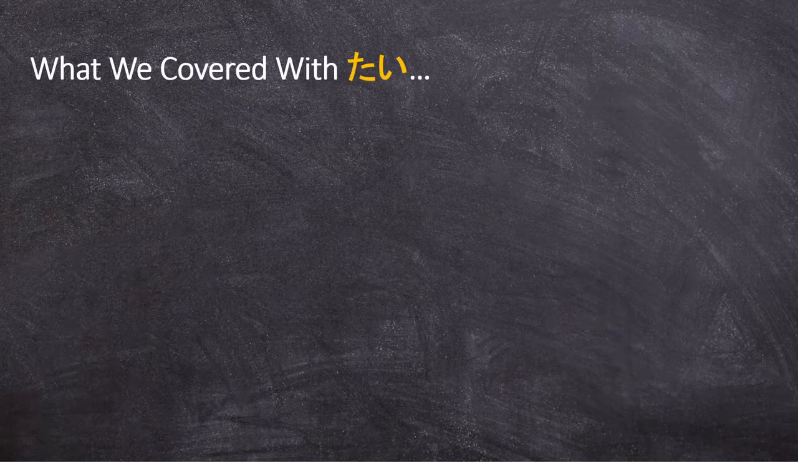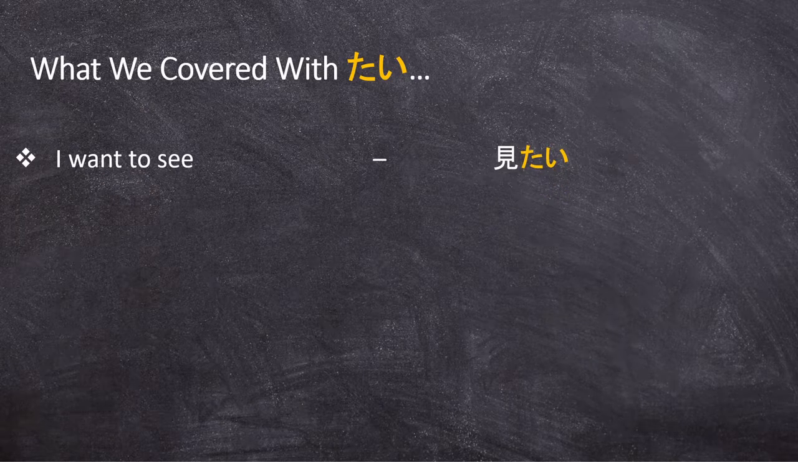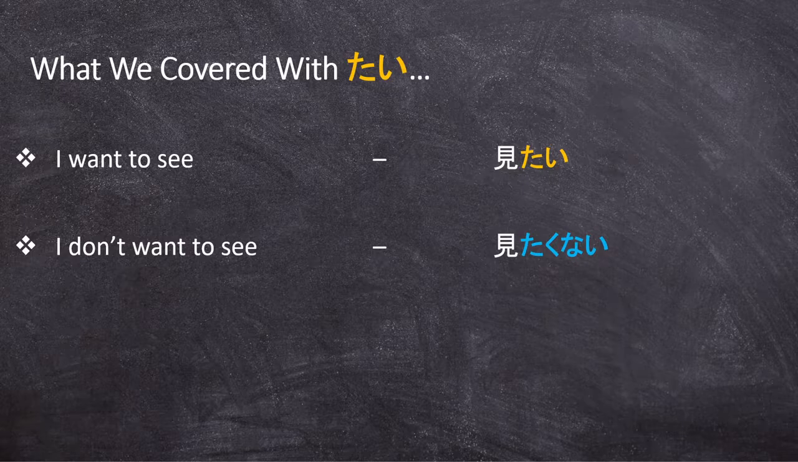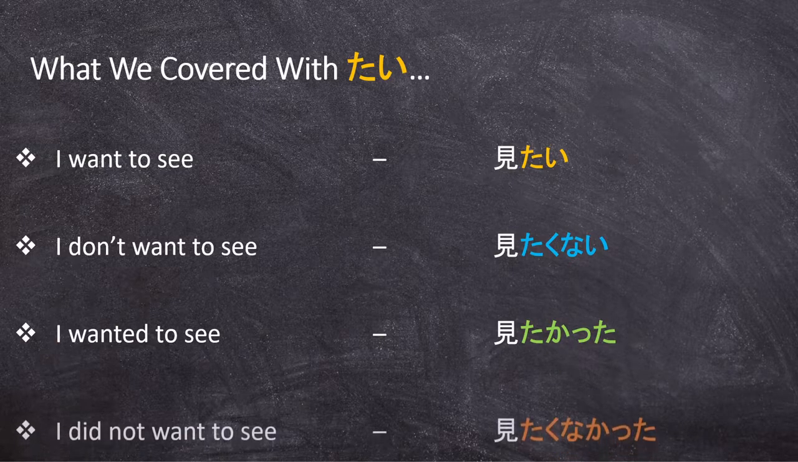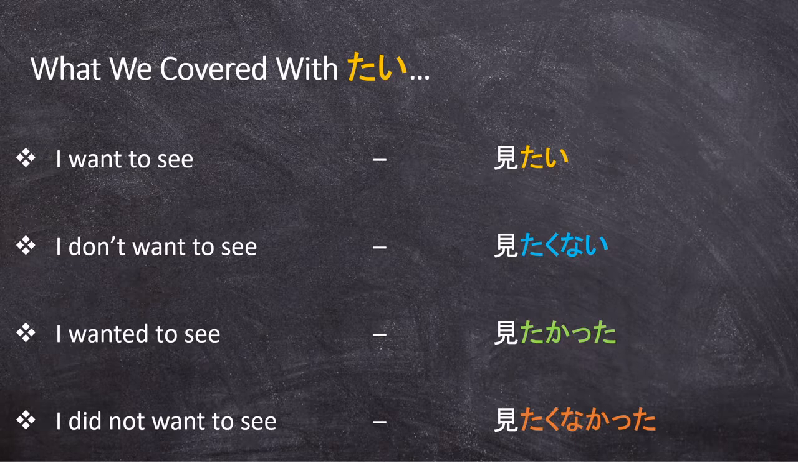Now let's make a summary of what we have covered in this video with tai. I will be using here the verb miru to provide a more comprehensive review. So we have learned how, to be more precise, the speaker needs to say that he wants to see something, and that is I want to see. We have gotten this by attaching the suffix tai to the renyo stem, and from miru, that is mitai. After this, we have I don't want to see, and that is mitaku nai. After that, I wanted to see, mitakatta, and finally, I did not want to see, mitaku nakatta.